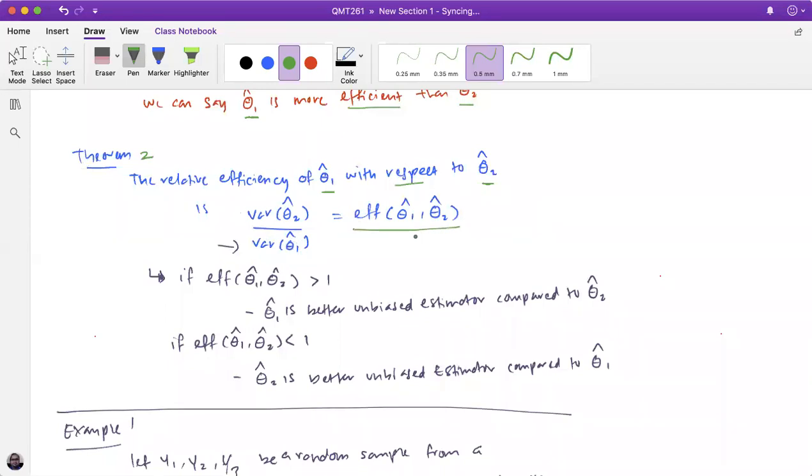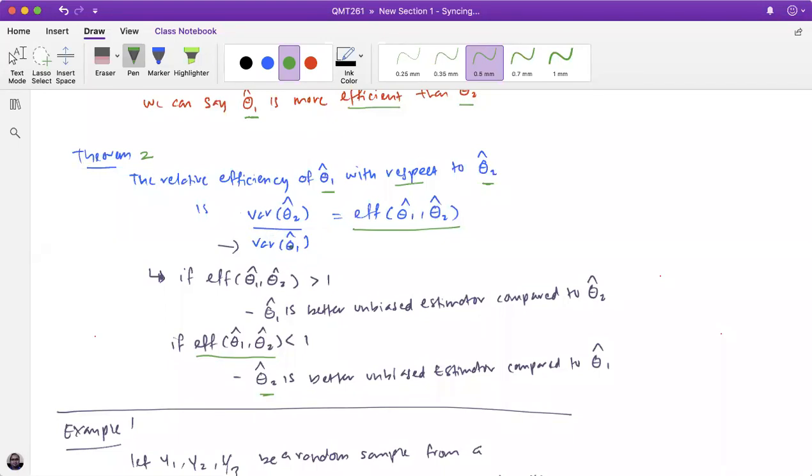So kita akan dapat the efficiency of theta 1 hat and theta 2 hat. So if the efficiency is more than 1, so we can say that the denominator is the better unbiased estimator, which is the efficient estimator. If the efficiency is less than 1, then the numerator is the better unbiased estimator compared to theta 1. So it depends on which estimator you put as a denominator.